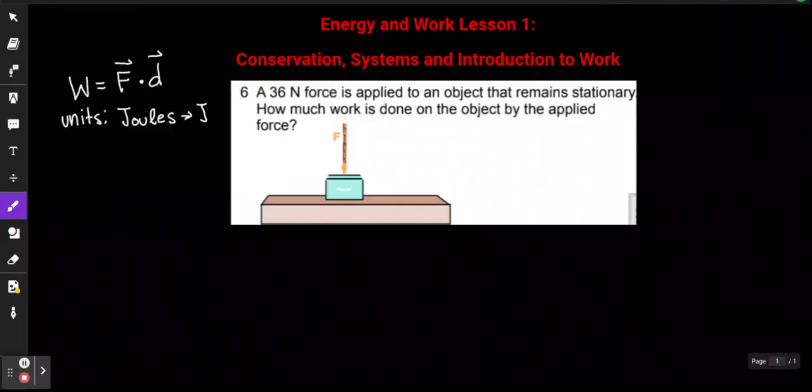So this problem says a 36 Newton force is applied to an object that remains stationary. How much work is done on the object by the applied force? So this one's a little bit tricky when we first get into how to calculate work. We do have a force, and that force is 36 newtons. But our box isn't moving at all. Our displacement is 0. So because we're not moving this box with this force, we're simply just pushing on it, the work is going to give us 0 joules. So this tells us that by pushing on the box in this case with 36 newtons, and the box remains stationary, we're not changing the amount of energy in the system of what we call the box.